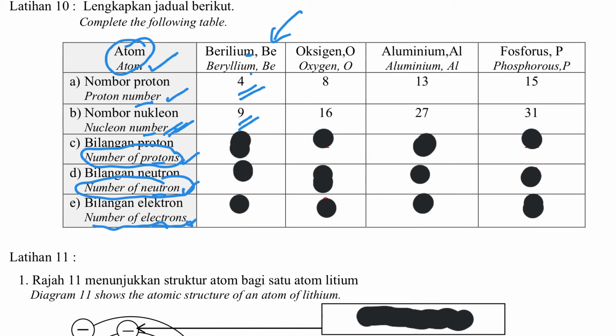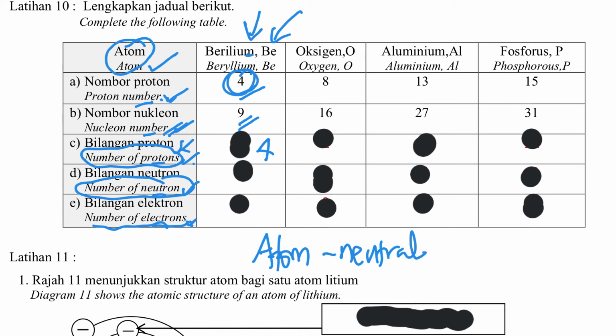Okay, let me teach you for beryllium first. When the proton number is 4, so the number of protons here is also 4. Okay, proton number 4, number of protons also 4. And as I have mentioned previously, an atom is neutral, which means the electron number and proton number are the same. When the proton number is 4, so the number of electrons also will be 4.